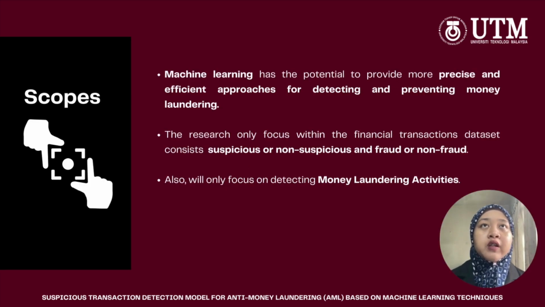As we know, machine learning helps humans because they are efficient techniques. So in this research, we want the machine learning potential because they can help in detecting and preventing money laundering. So this research also only focuses on financial transaction data sets, and then that data sets only consist of suspicious and non-suspicious, fraud and non-fraud. So we can help to train and then detect money laundering activities.